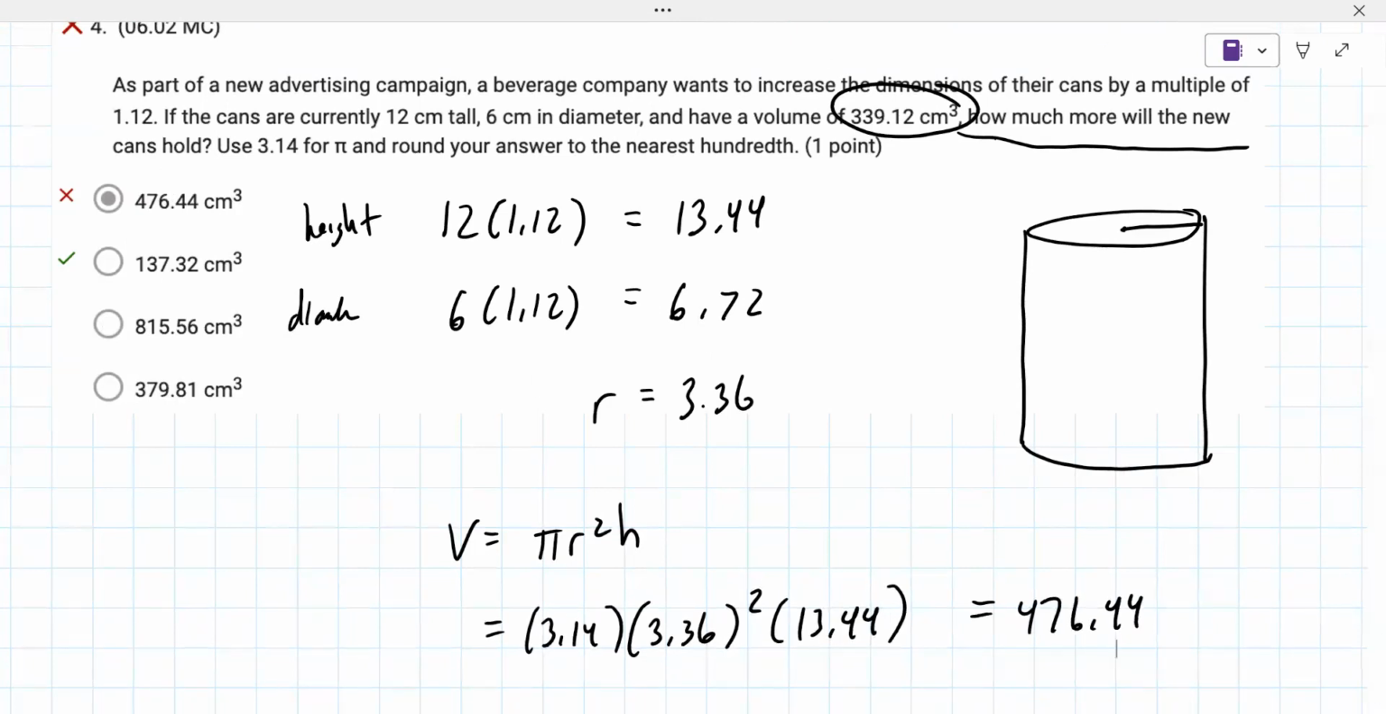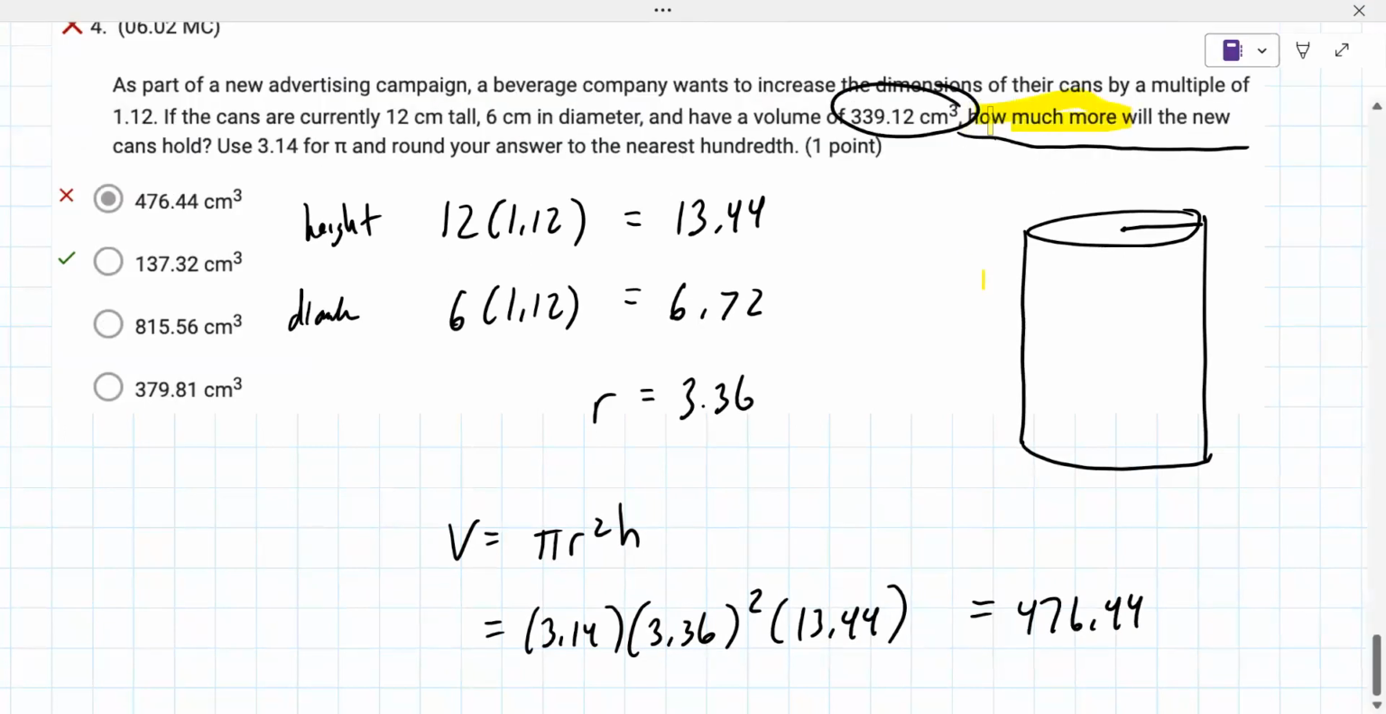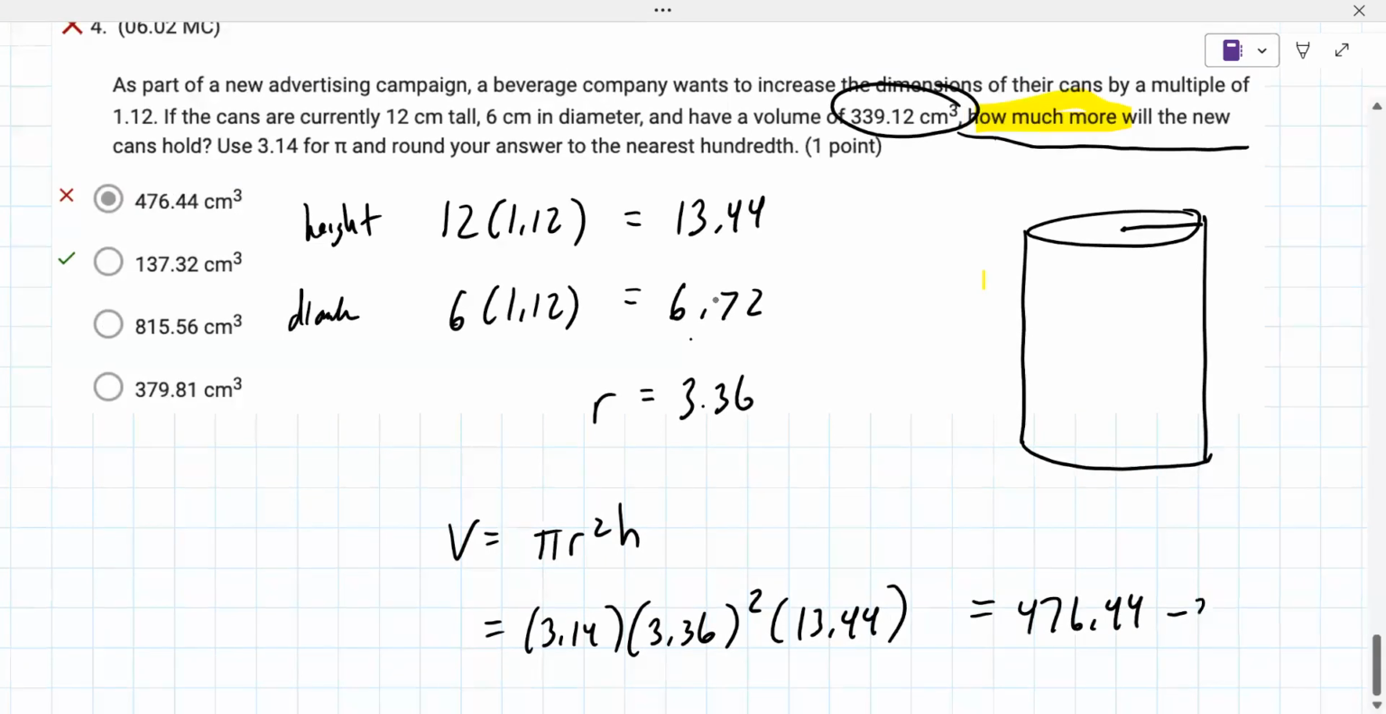So this is where I'm very negligent because I'm not reading the questions as carefully as I should be. When it says how much more, that means you have to subtract out the old one, and that will give you 339.12 minus the old volume.